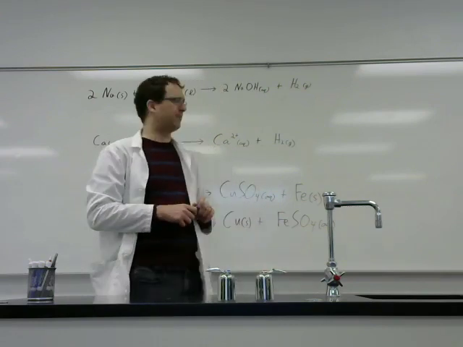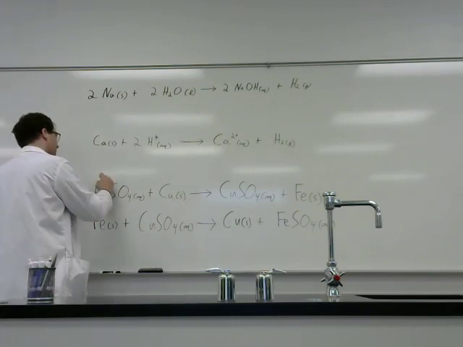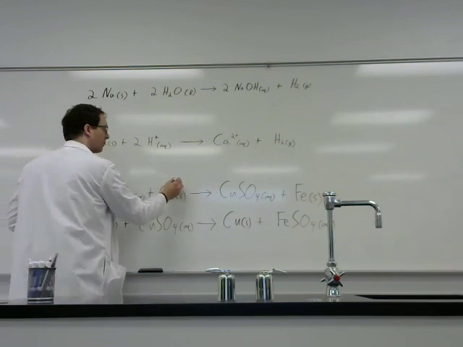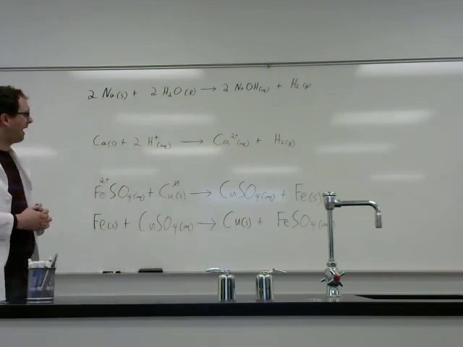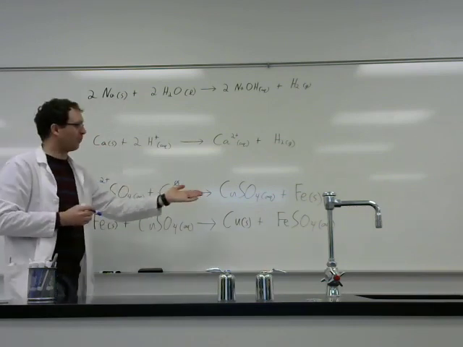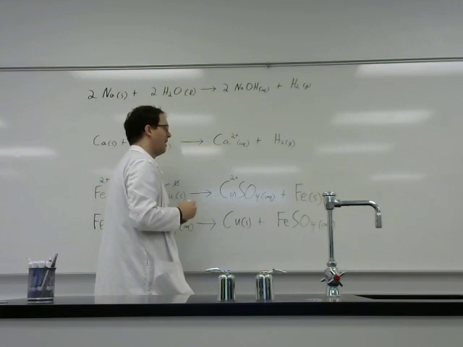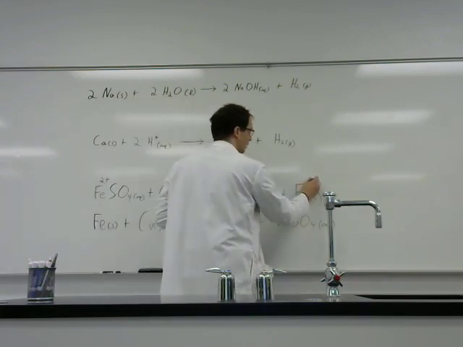And then lastly, we're going to investigate reactions of elemental neutral metallic metals with metal cations of another metal type. So here we have iron sulfate. Here the iron is in the 2+ state. With copper solid, the copper is in a 0 oxidation state. And that may react to form copper sulfate. Now the copper is in the 2+ state. And iron metal, which is in the 0 state.